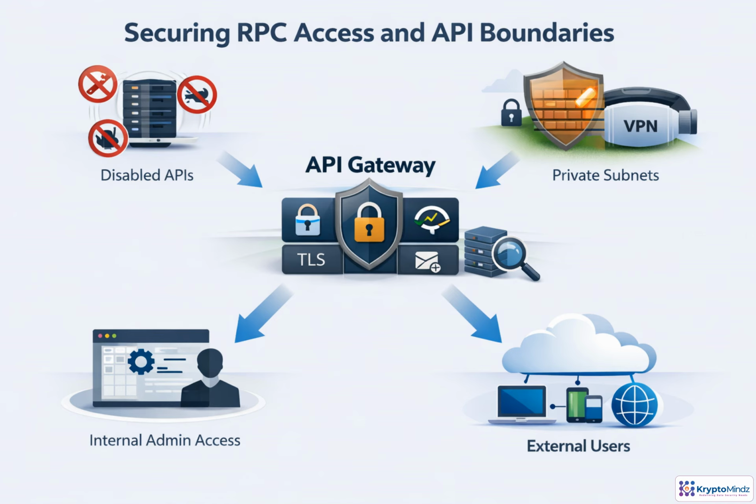Every RPC endpoint should be treated as a controlled interface into the system. Start by reducing the surface area: disable unused APIs, and never expose admin or debug methods in production. Then restrict the path with private networking, firewalls, VPNs, allow lists, or service mesh policy. Put authentication, TLS, rate limits, and logging at the gateway where enforcement is consistent. Keep internal administrative access separate from external application traffic, so one compromise does not become full control.